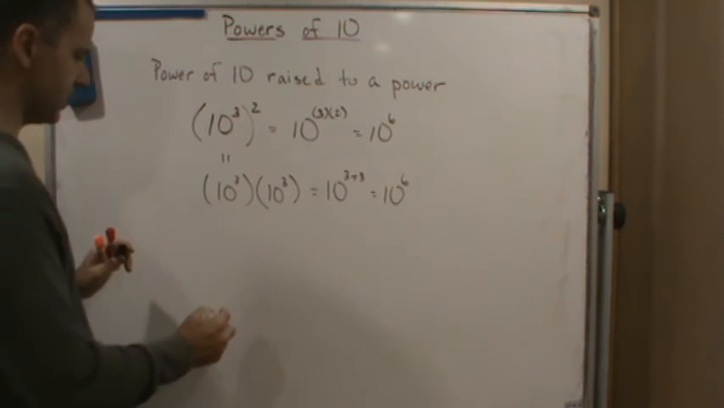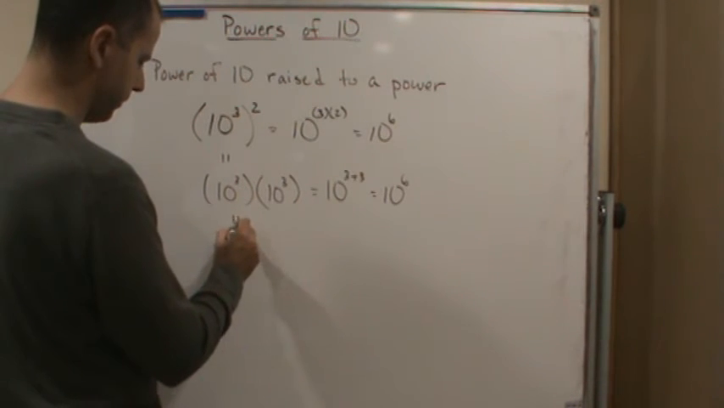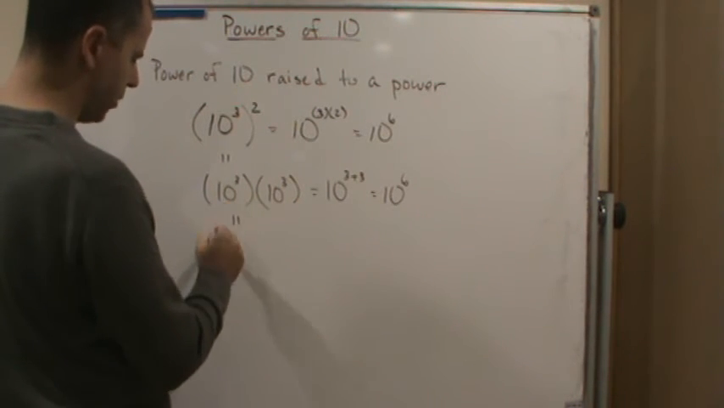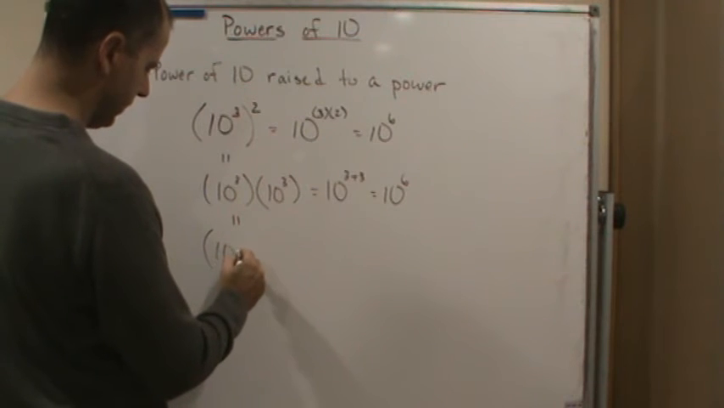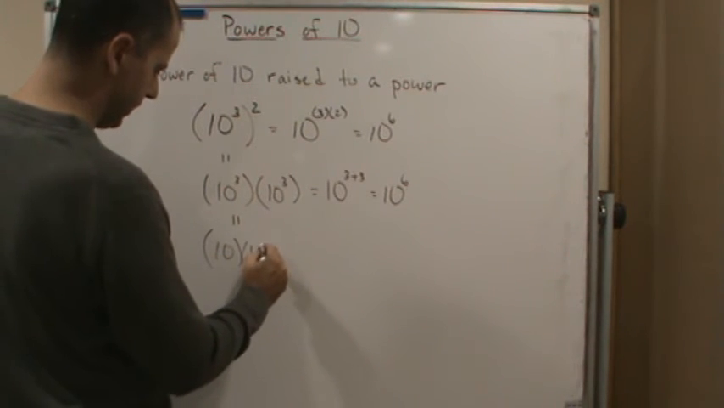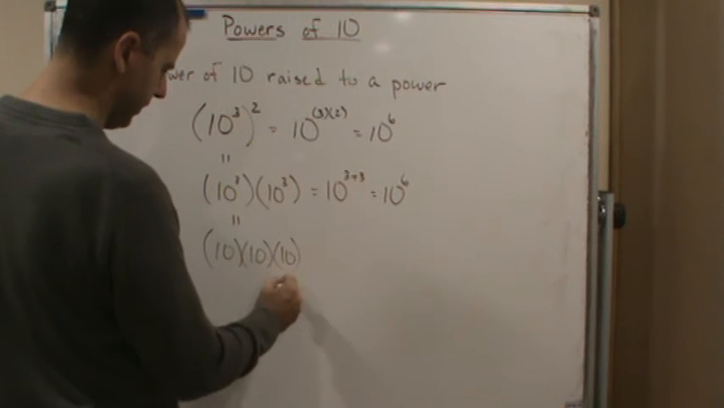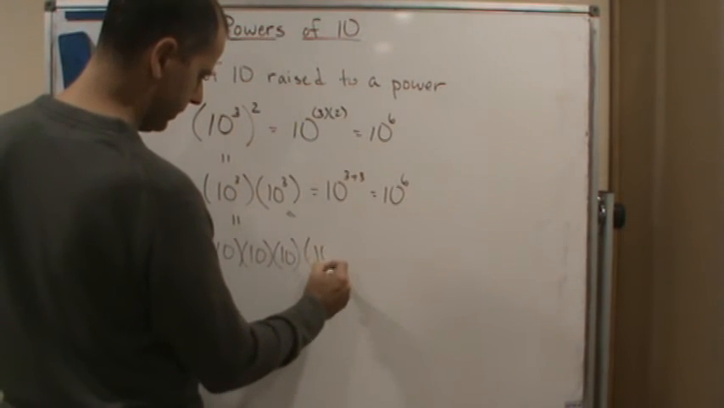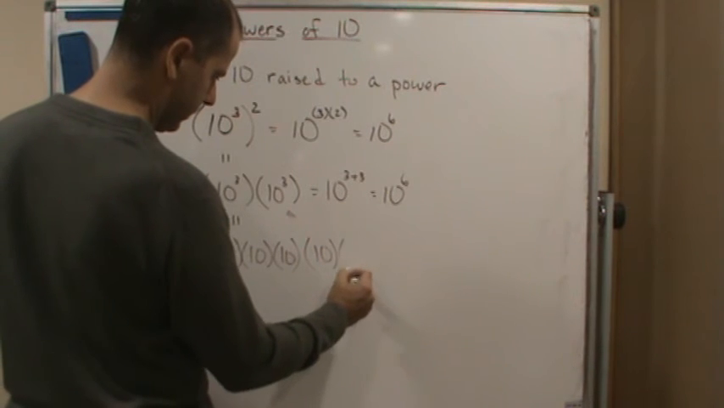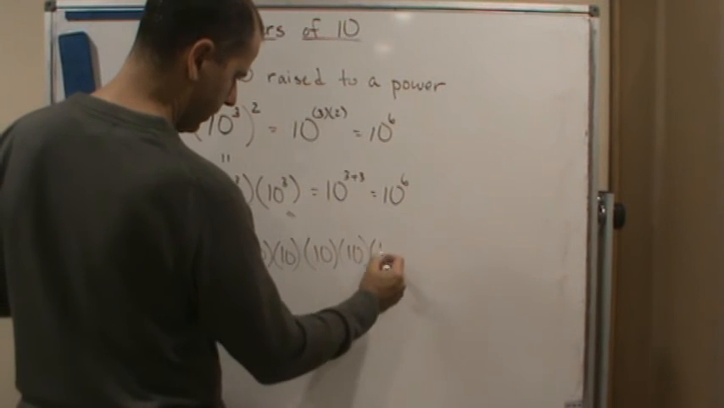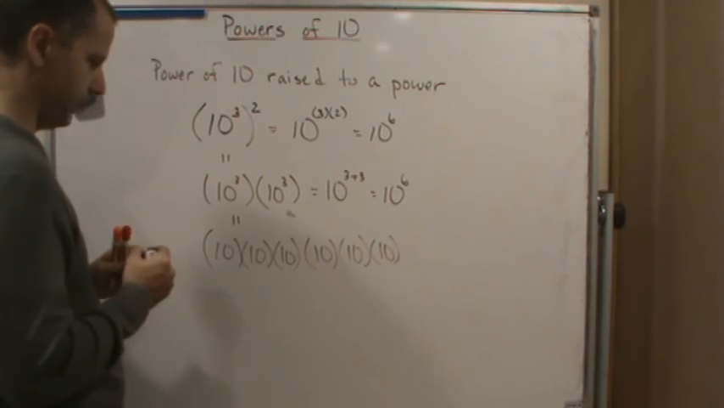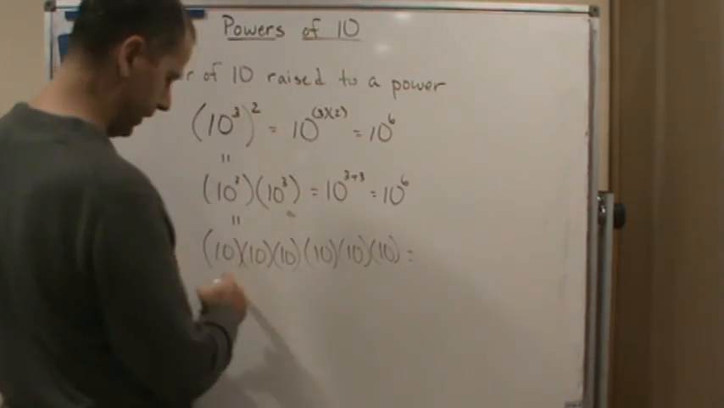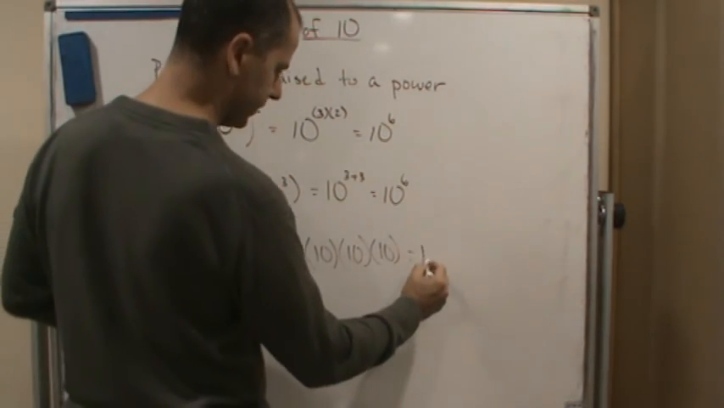And if you really want to expand it out, we could write it this way. Well, what does 10 to the third mean? Well, it means 10 times 10 times 10, right? And this one equals 10 times 10 times 10. And how many 10s are we multiplying? 6.